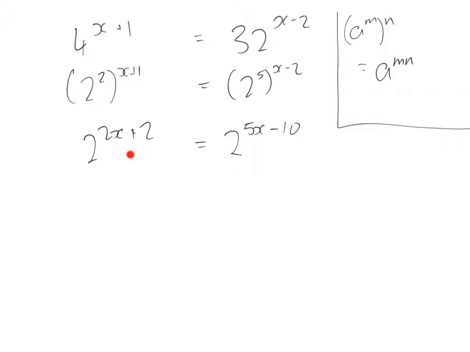For 2 to the power of 2x plus 2 to be equal to 2 to the power of 5x minus 10, it must follow that 2x plus 2 is equal to 5x minus 10. Okay, so that makes, therefore, probably a good idea to put that, therefore 2x plus 2 is equal to 5x minus 10. And let's see if we get a nice even.